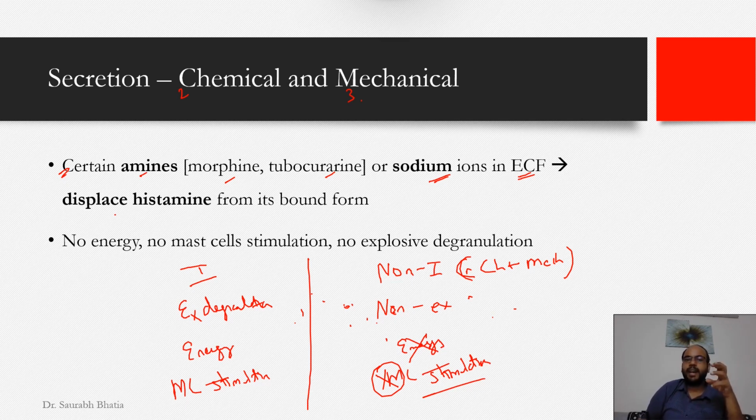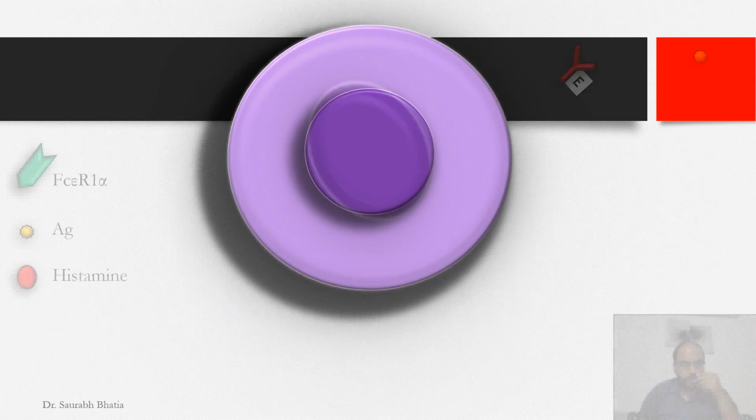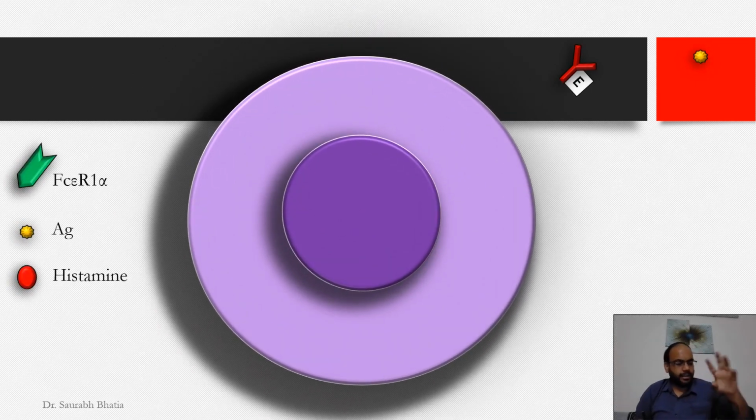Now let's see how it actually happens. So with this little short animation, you will see that here I have a mast cell. So this is a mast cell. I've made it like a fried egg appearance. That's what we see in histopathology.